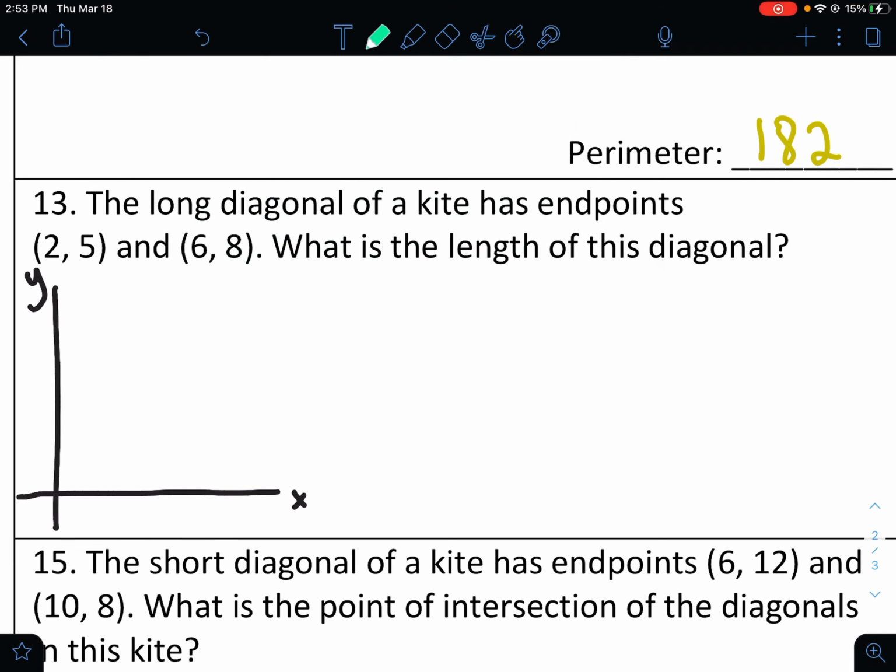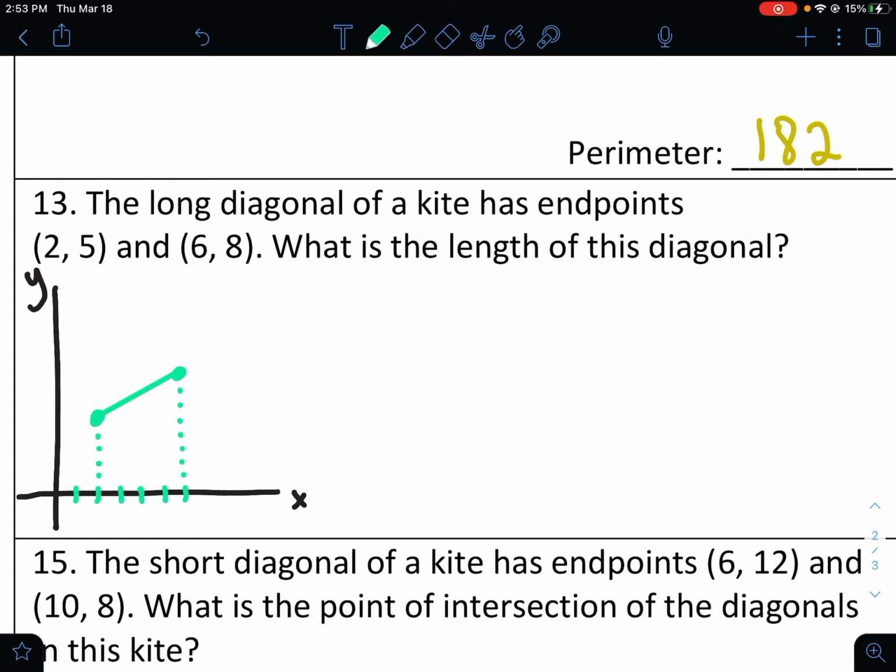Okay, so then we got 2, 5. 2, 1, 2, 3, 4, 5. And then we got 6, 8. 1, 2, 3, 4, 5, 6. 1, 2, 3, 4, 5, 6, 7, 8. Okay, it's not a great sketch. I'm trying. So it says this is the length of the diagonal.